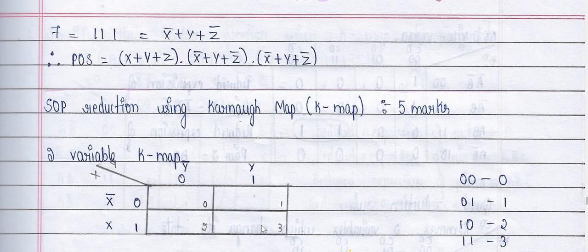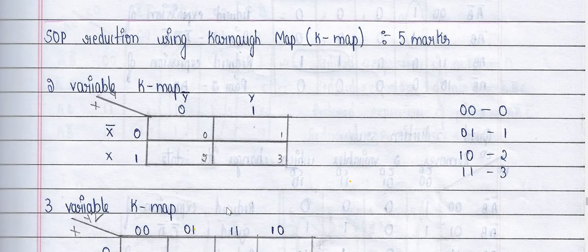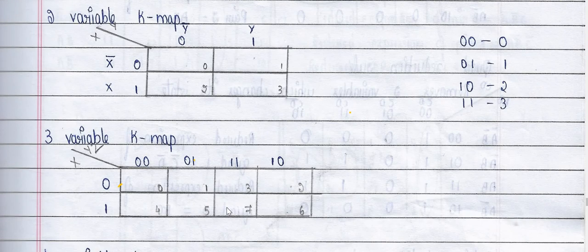1, 1 means 3. Last year we have studied the conversion of binary to decimal. 0, 0 is 0; 0, 1 is 1; 1, 0 is 2; 1, 1 is 3. This is the equivalent representation of the binary numbers 00, 01, 10, 11. So in this two variable K-Map, we have represented 0 to 3, that is 4 numbers.